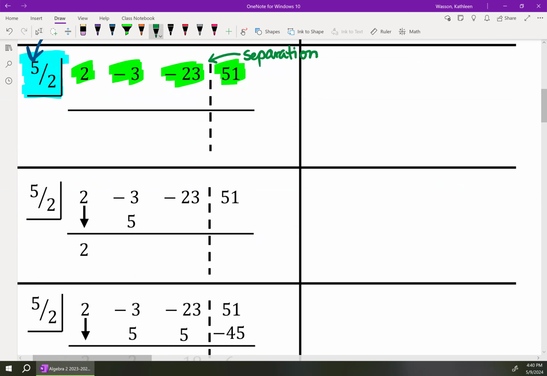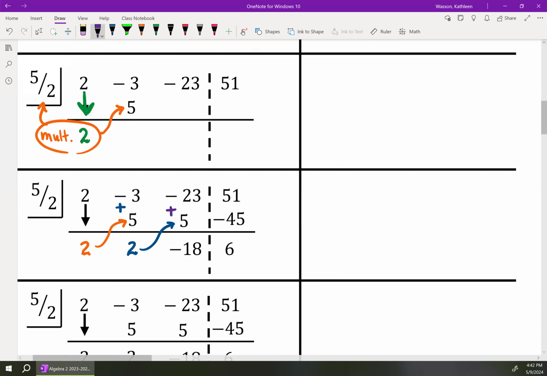Plus 2, I multiply times the number on the shelf. So I have 2 times 5 divided by 2. And I still get 5, just like I did last time. And then I add. -23 plus 5 is -18. I'll multiply by the number on the shelf. -18. So I will divide by 2, that's -9, and multiply by 5, that's -45. And I write that right here on the line to the right. And then I add 51 plus -45, and I get 6.